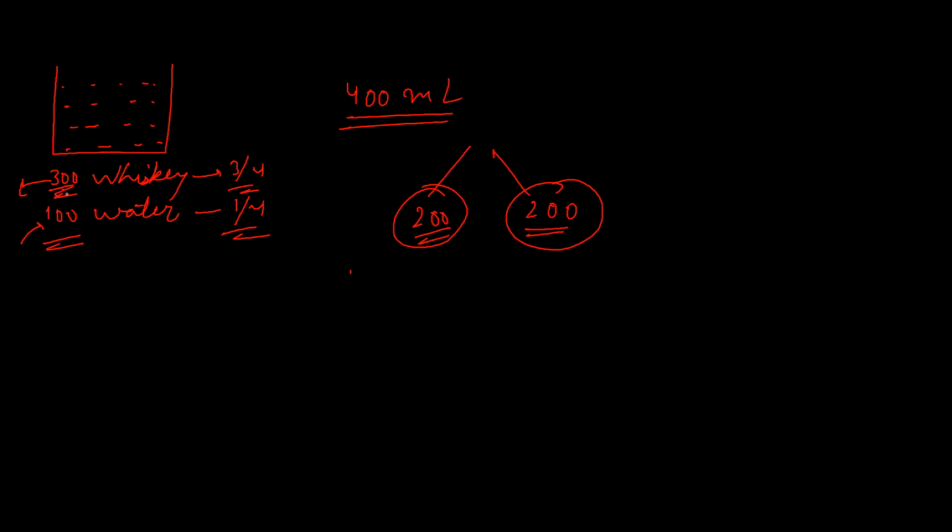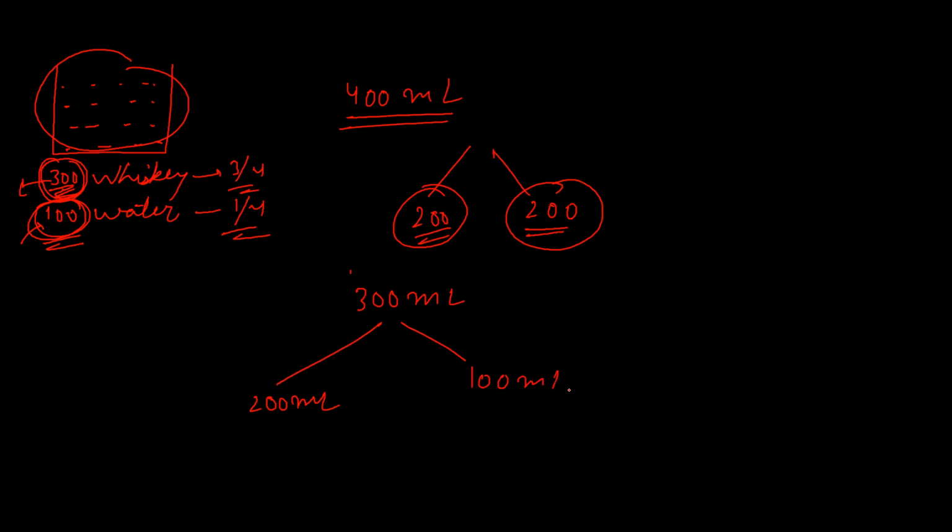Similarly, if I remove 100 out of here, that means 100 is 1 by 3 of this number. That means 1 by 3 of this number will be removed as well, right? So if I remove 1 by 3 of the mixture, it will be 300 ml in all, and 200 ml of whiskey and 100 ml of water. Is it clear? This will be whiskey and this will be water. Yes.